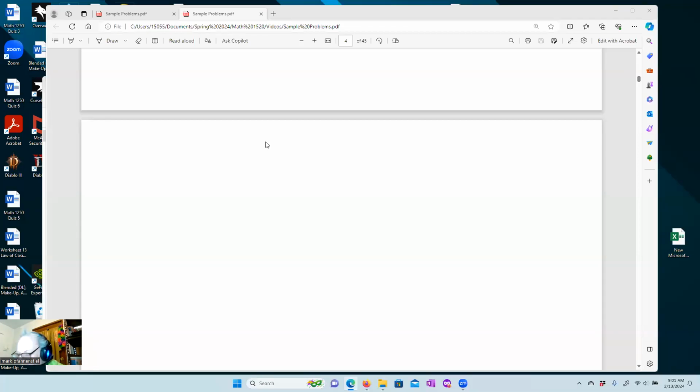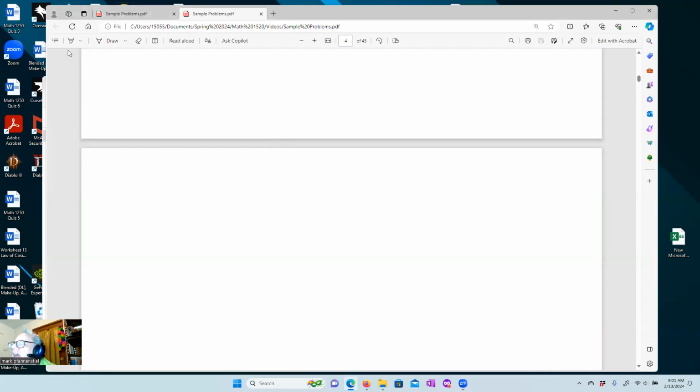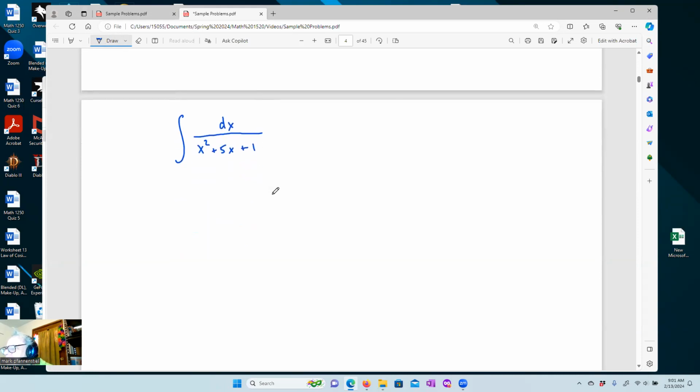All right, good morning. So this is a Calc 2 problem. We're doing partial fractions. So the problem in question is something like, let's go ahead and draw. Okay, we have the integral dx over x squared plus 5x plus 1. So wait a minute, you can't factor this. How is this partial fractions? Well, we're going to force the issue.